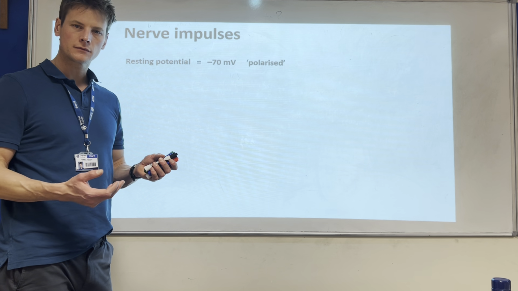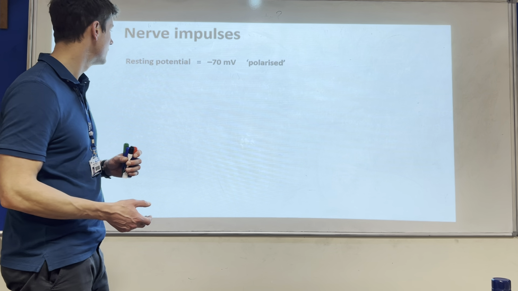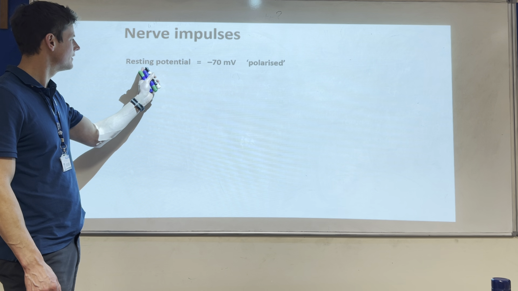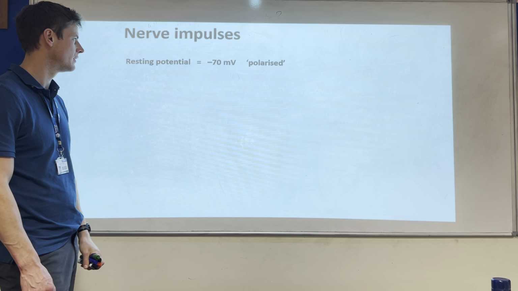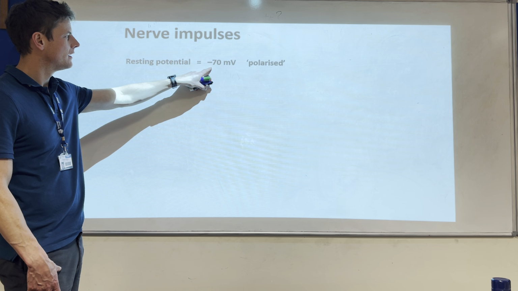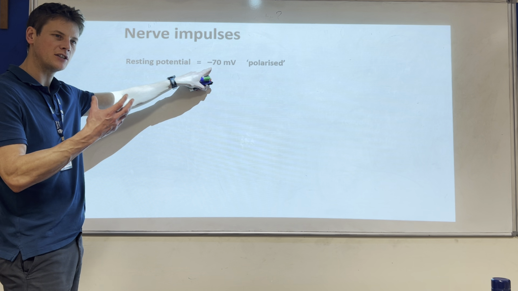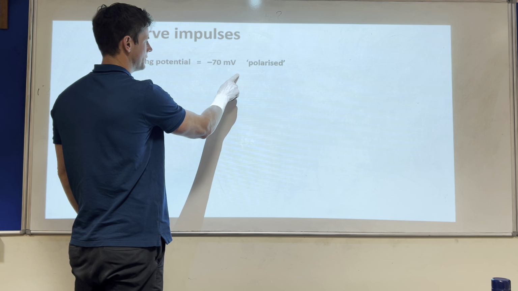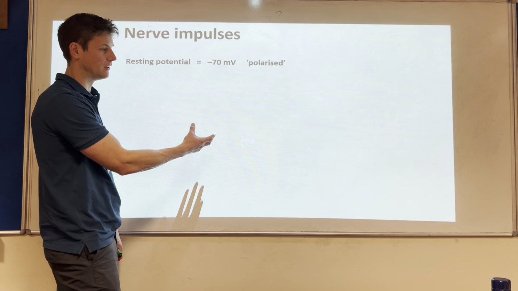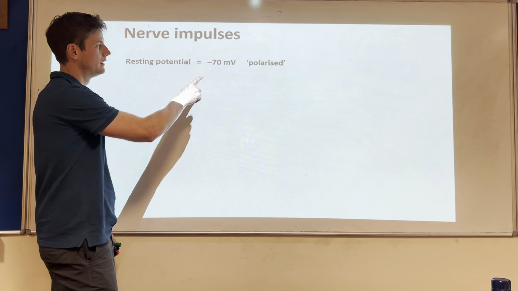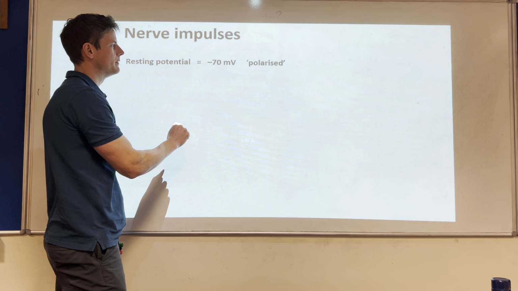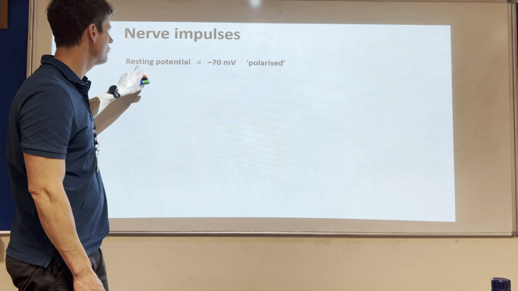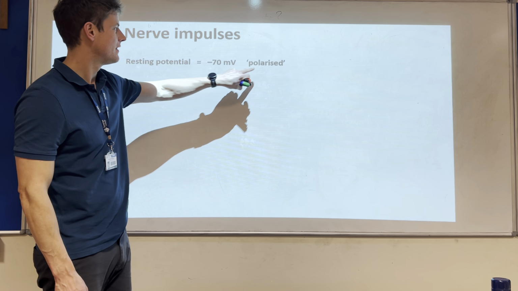Okay, so before an action potential can be produced, a neuron must be prepared. We say the resting potential is established. Now this is a potential difference, so the difference in charge either side of the axon, of minus 70 millivolts. So the inside of the axon is negative compared to the outside. It has this minus 70 millivolt potential difference. And we can say when the neuron is at rest that it is polarized.